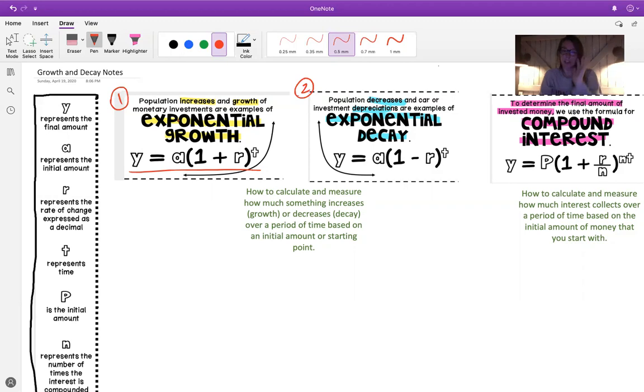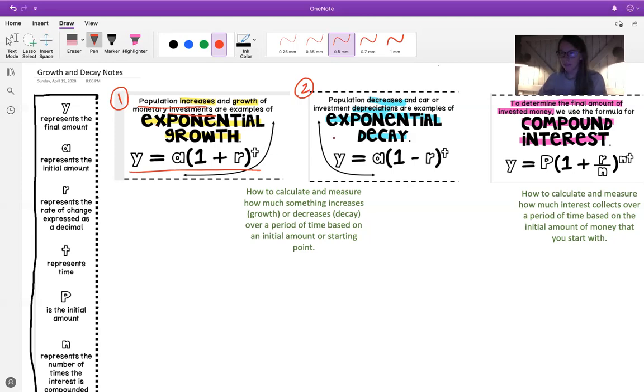So now we're going to look at real world situations like population growth, or growth in investments that you make. Or we talked about one last week, like with the coronavirus. That is what is growing exponentially.